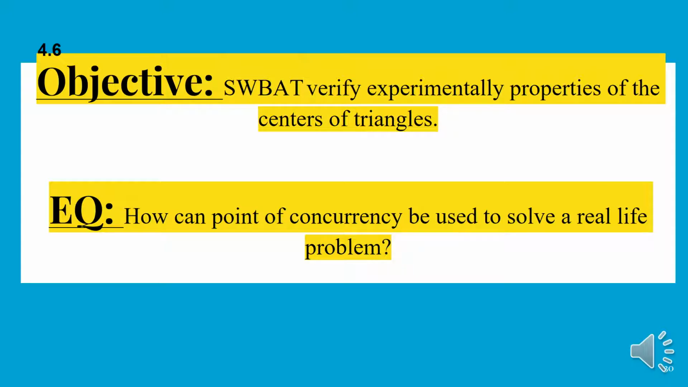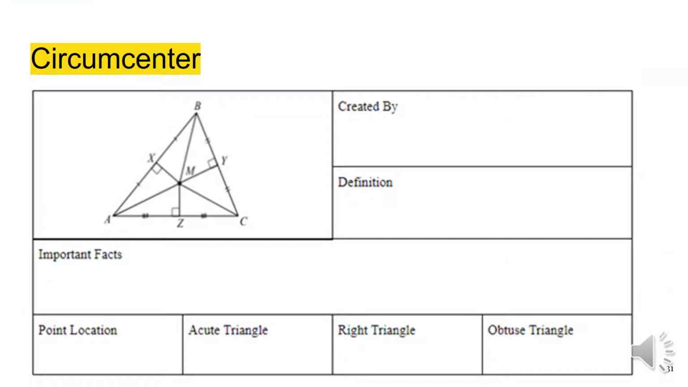In 4.6, we learned how to verify experimental properties of centers of triangles and how to talk about points of concurrency in real-life problems. Circumcenter is our first point of concurrency, and it's created by perpendicular bisectors. Again, we see that word bisect, which means cut equally in half. So it cuts our sides equally in half.